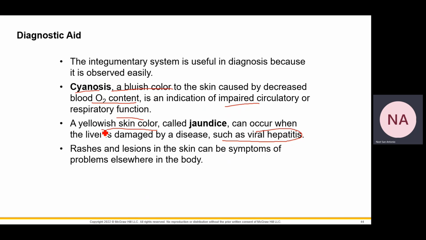Ito, pati yung kanilang mata naninilaw. And that clinical condition is called jaundice. And when we go to our circulatory system, particularly in our blood, we will be discussing why people develop jaundice if they have liver problems. Ano ba yung napupunta doon sa dugo natin at bakit naninilaw tayo? Okay? We will be discussing that pagdating natin sa midterms. So again, the skin can be used as a diagnostic aid. See, it is easily observed by the doctors. Okay?